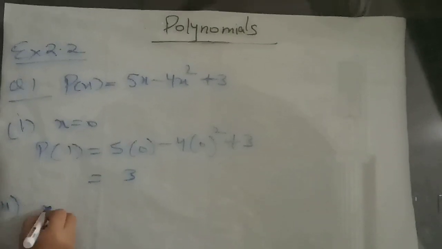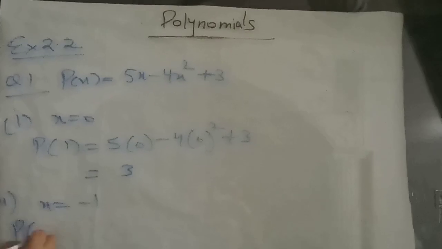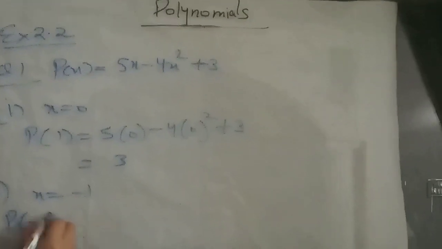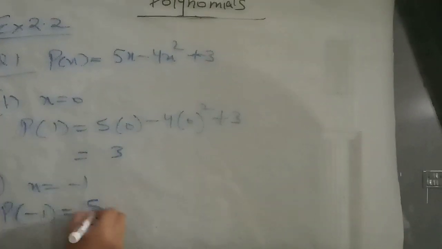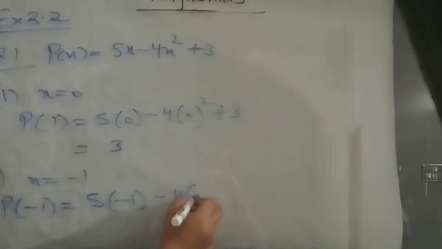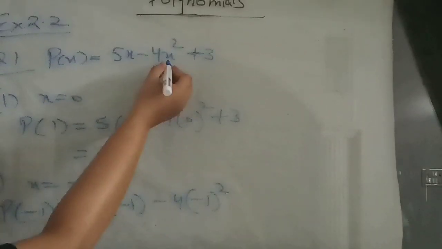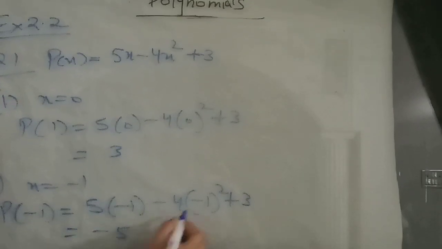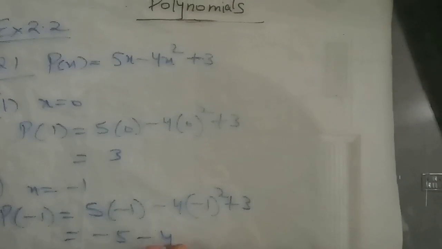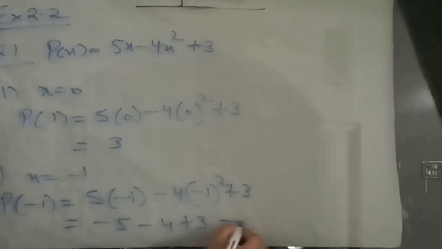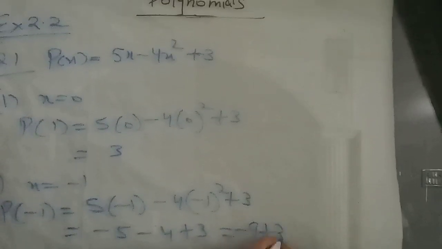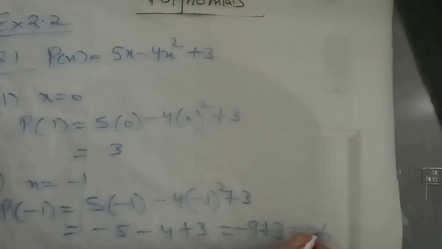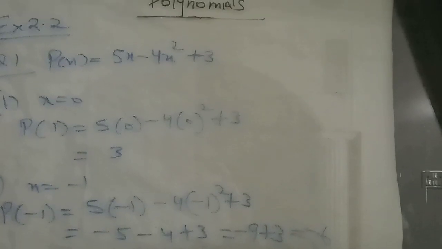Second part, x equals minus 1. p(minus 1): put minus 1 in the given polynomial. 5 into minus 1 minus 4 into minus 1 square. In the place of x, put minus 1. Minus 5 minus 4 into 1 square, which is plus 1... so it is minus 9 plus 3, which is minus 6. So the third part you will do yourself.